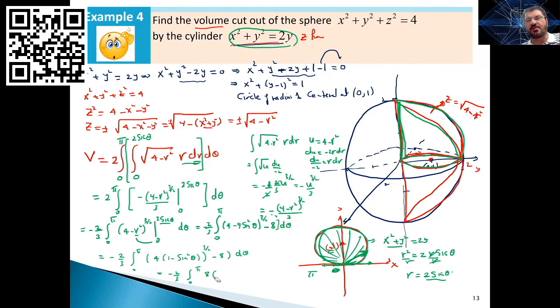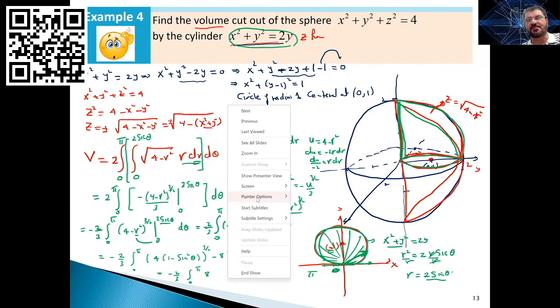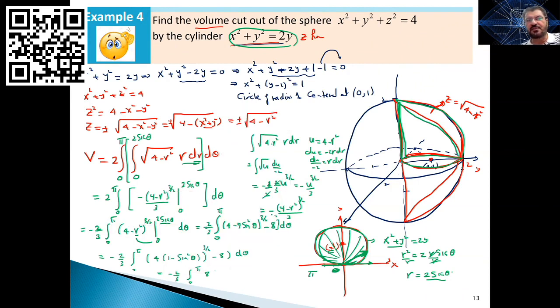1 minus sine square is what? It's cosine square, isn't it? So this one is 8 cosine square theta, to the 3/2, minus 8 d theta.